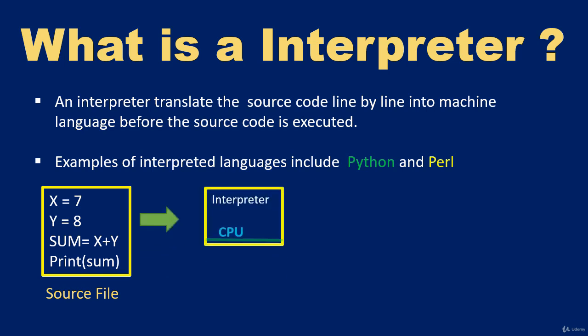So the way the interpreter works is that it will convert a line at a time. For example, it would do x equals to 7, compile that and run it. You do y equals to 8, it will translate or convert that and then run it. It does line by line in comparison to a compiler that compiles the whole code into machine code before it executes. In case of an interpreter, it does it line by line, and then eventually it will produce the result.